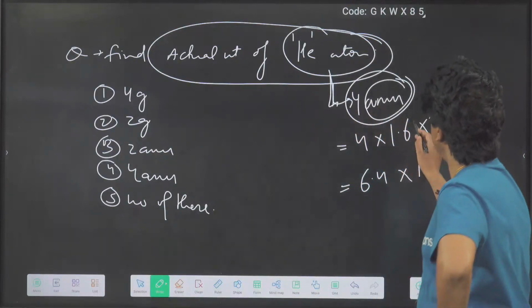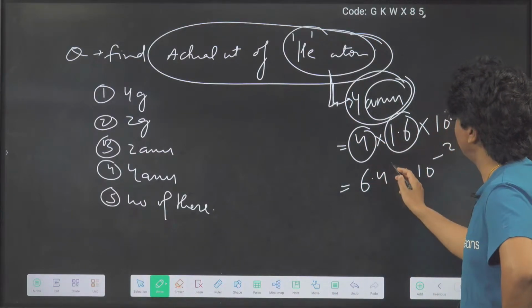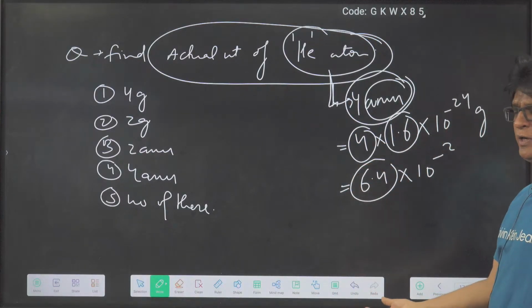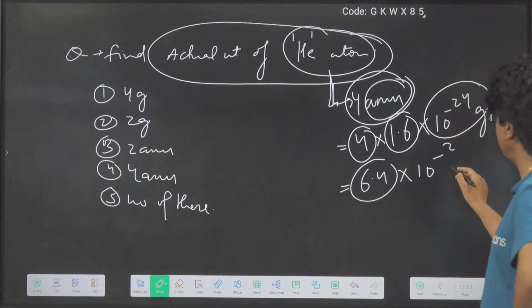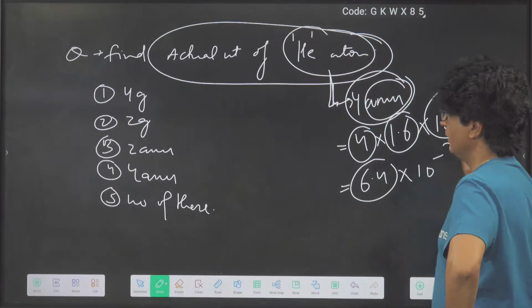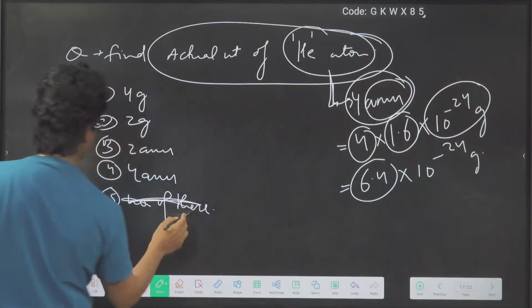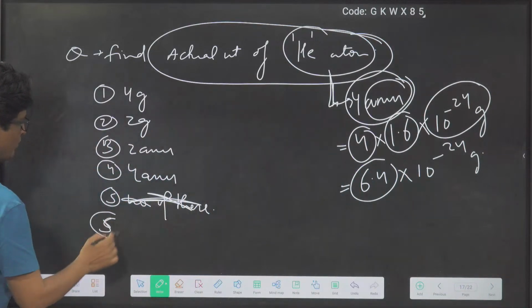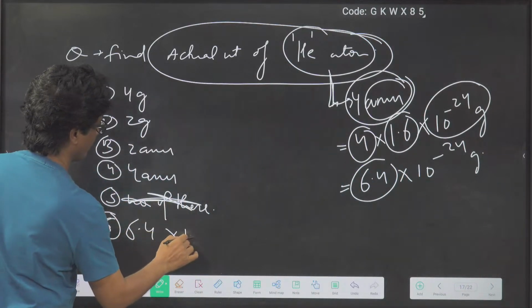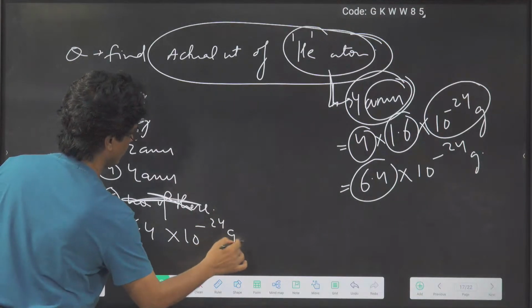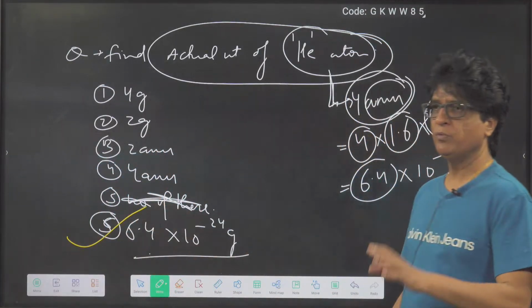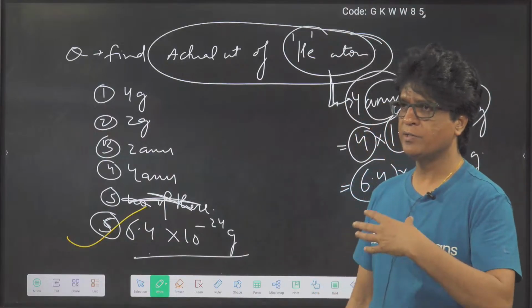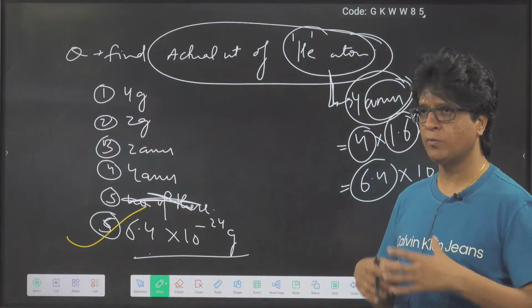Like 1.6 into 4 is what? 6.4, no? 6.4 only. So this is untouched. So 10 to the power of minus 24 gram. So the right answer will be, if I write down the fifth option now, 6.4 into 10 to the power of minus 24 gram. Right? That will be the correct answer. So we have to work on our calculation aspects only. That will need a lot of practice.